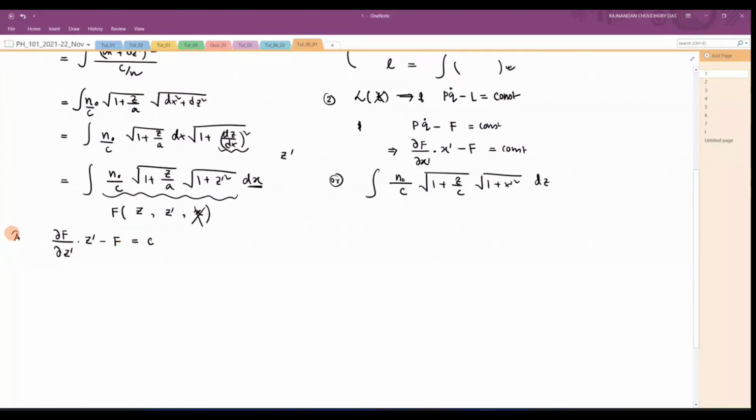So this is one method you can solve. Let us find df by dz prime. This will be n0 by c, 1 plus z by a. Only z prime is here, so the derivative with respect to z prime of this will become z prime divided by root over of 1 plus z prime square, and minus f. Again we have to write the whole thing, but let me take n naught by c, this part, common, so it will become root over of 1 plus z prime square, equal to some constant.